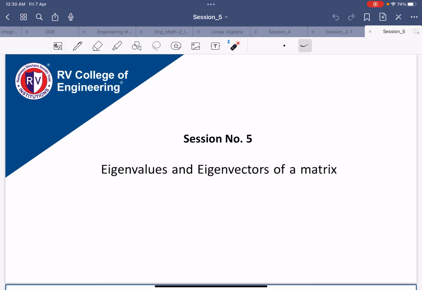In this session, we shall discuss eigenvalues and eigenvectors of a matrix. Eigen is a German word which means proper or characteristic. So, eigenvalues are also called characteristic values or characteristic roots. Eigenvectors are also called characteristic vectors of a matrix.